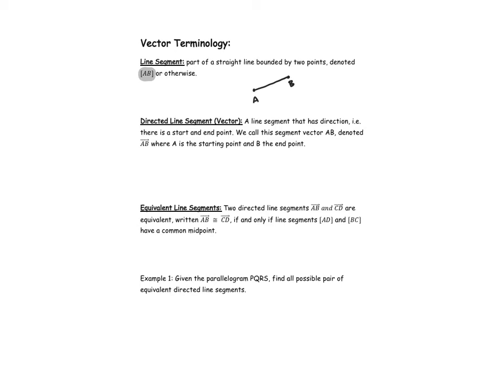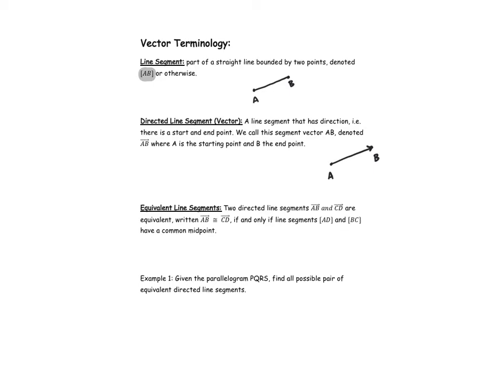The second term is called a directed line segment, also known as a vector. This is a line segment that has direction, i.e. there is a start and an end point. We call this segment vector AB, denoted mathematically by the notation AB with an arrow over it, where A is the starting point and B is the ending point. Okay, so you'll have a point A, you'll have a point B, and you have this direction, right, with a start and an end.